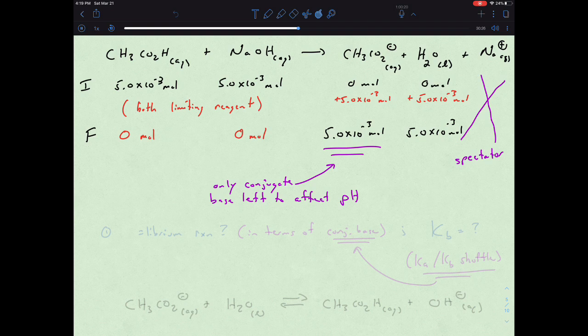So we have basically just left over now this idea of the conjugate base, right? That's all that's left now to really affect the actual pH.